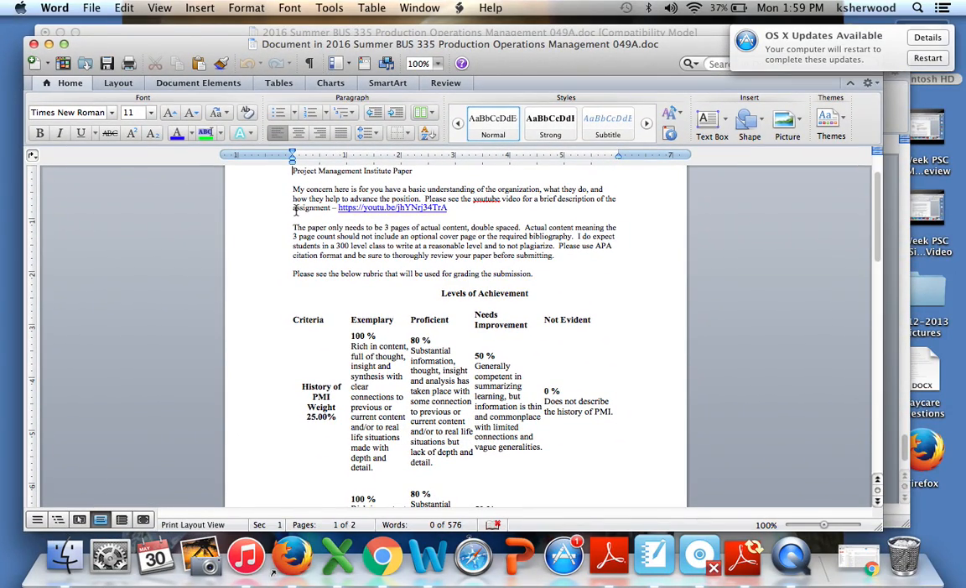Okay, last paper here for the class is the PMI paper. This is structured extremely similarly to the Six Sigma paper that you all completed. On this paper, same sort of thing, just want a basic understanding of the organization, what they do, and how they help to advance the position.